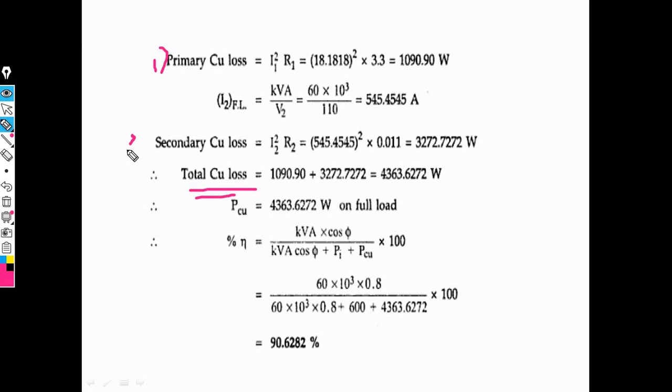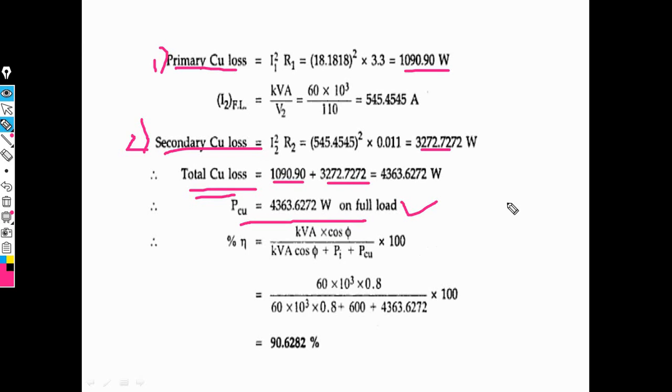plus the secondary winding. This is the addition of primary plus secondary, that is, this value is put here plus this value put here. Okay, then we obtain the total copper loss as 4363.6272 watt at full load condition.